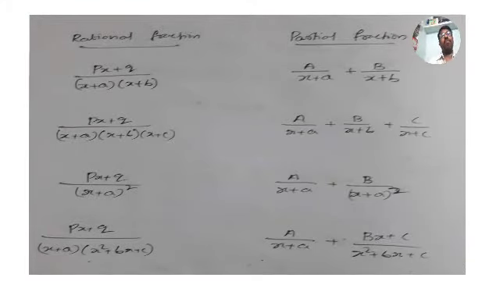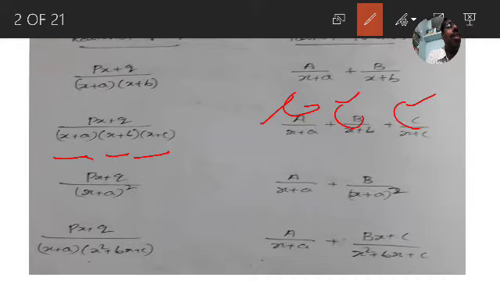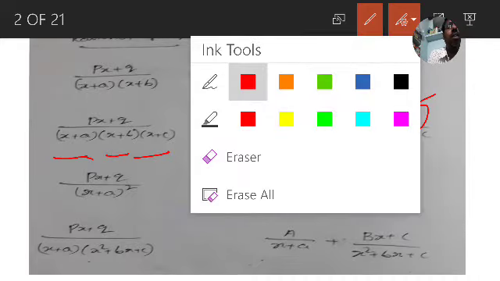If a rational fraction is (px+q)/((x+a)(x+b)), then the partial fraction can be written as A/(x+a) + B/(x+b), where A, B are arbitrary constants. If a rational fraction is (px+q)/((x+a)(x+b)(x+c)), then it is A/(x+a) + B/(x+b) + C/(x+c), where A, B and C are arbitrary constants.